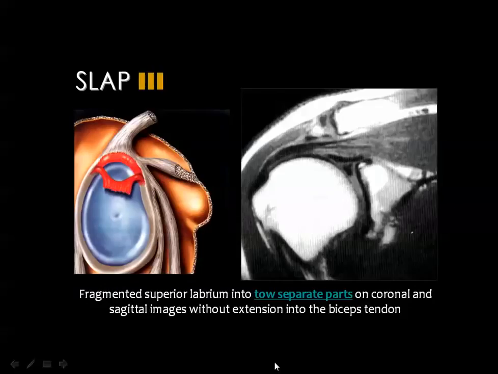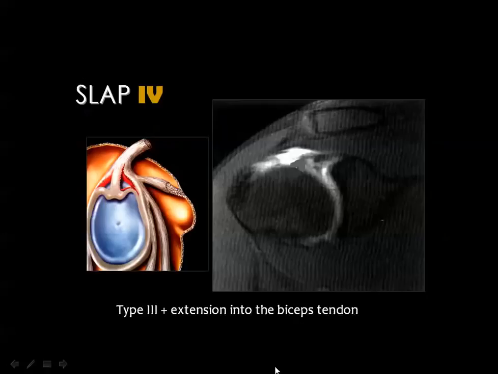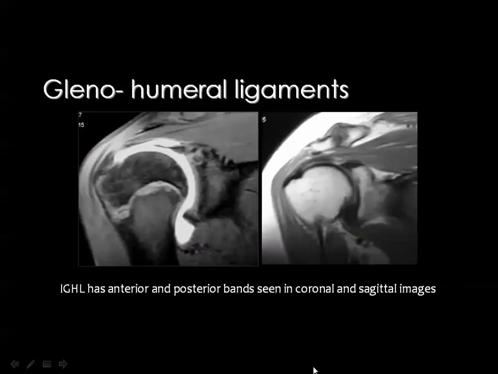Then if the labrum is now two separate parts, you can see a separate part and another part, then you consider this as SLAP type 3. Then this lesion where the SLAP type 3 will extend into the tendon of the long head of the biceps will require MR arthrogram for better diagnosis.